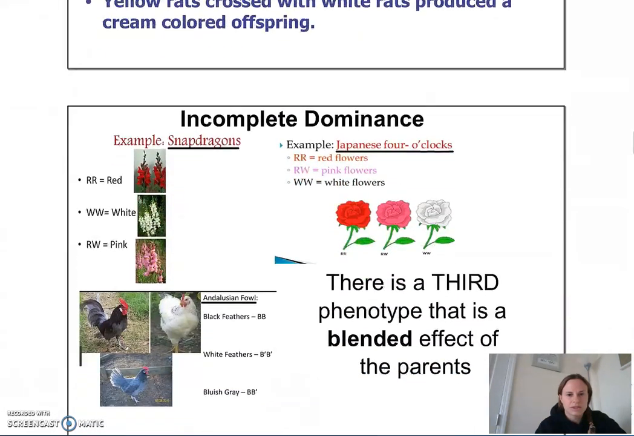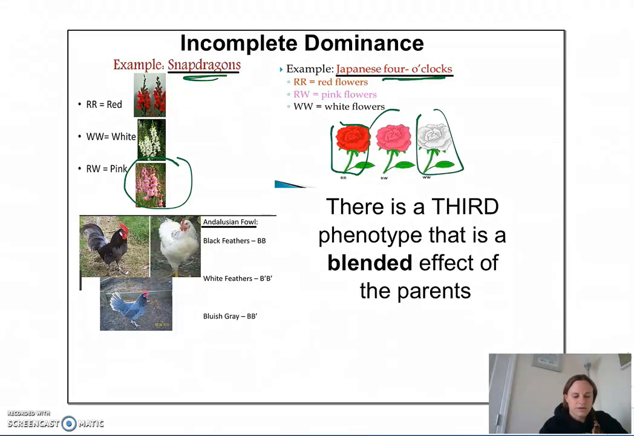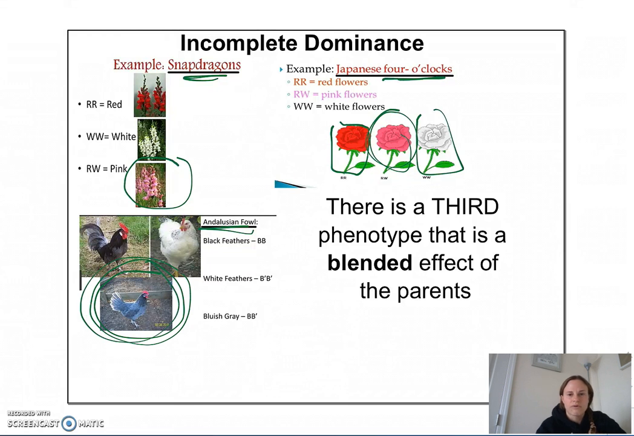Let me show you some pictures. You see you've got the snapdragons here, where if I cross red with white, I'm going to get pink. Here are your Japanese four o'clock flowers. If you cross red with white, you get pink. And lastly, the Andalusian fowl, where if I cross black with white, I get this bluish, grayish color. So there's a blended effect. I create this third phenotype.